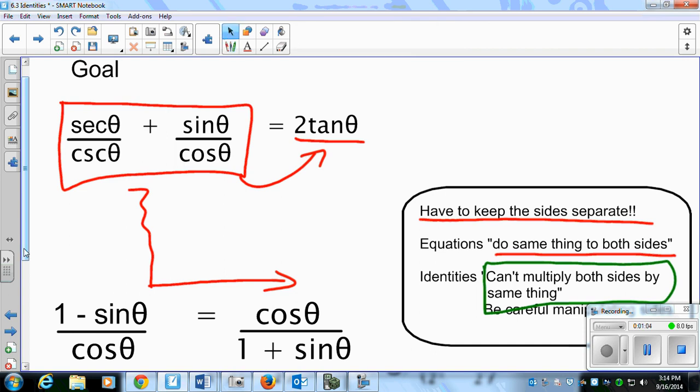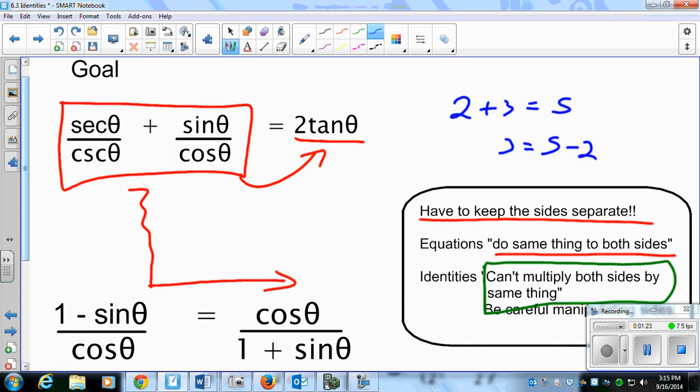With identities, we're giving you a true statement, in the sense that I'm telling you that 2 plus 3 is equal to 5. Well, I don't want you just to move things around and tell me that 3 is equal to 5 minus 2. That is not what we're doing. What I need you to understand is we need to simplify and just work on one side of the equation. So let's look at some examples here.